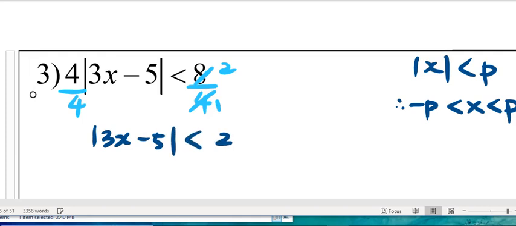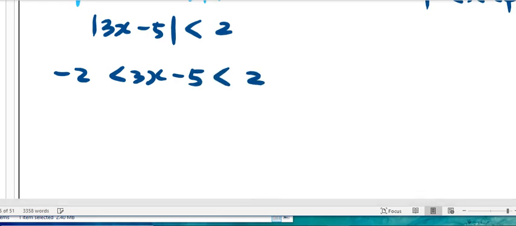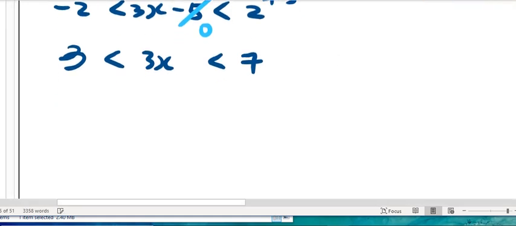So in the end you will have 2. Again you have negative 2. Do remember, every time you already applied it, your absolute value will not exist anymore. This is another careless mistake students make. Please don't confuse it. So you have plus 5, plus 5. So I have 0 here. So I have 3x, 7, positive 3. So simplify by dividing by 3.